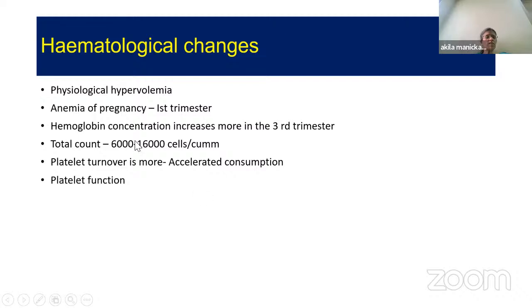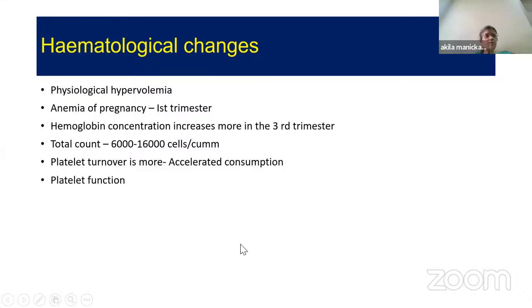Going on to hematological changes, physiological hypervolemia we already dealt with. There is often anemia of pregnancy, which is present only in the first and second trimester. During the third trimester, the plasma volume increase is not much, so the hemoglobin concentration naturally increases more. Your total count is roughly about 6 to 16,000 cells per cubic millimeter, which should be the normal limit, unlike the pre-pregnant value of 6,000 to 9,000.